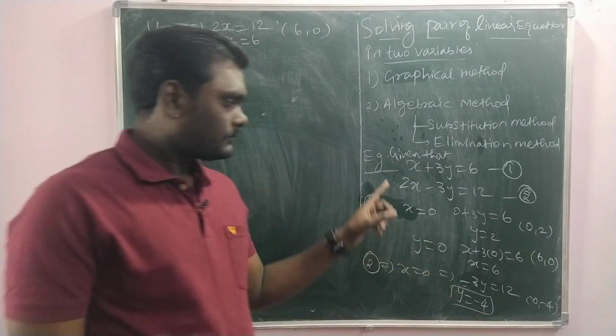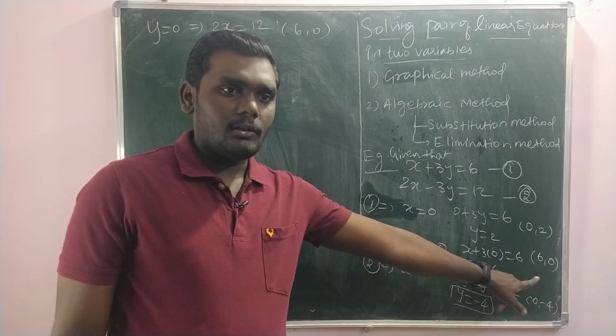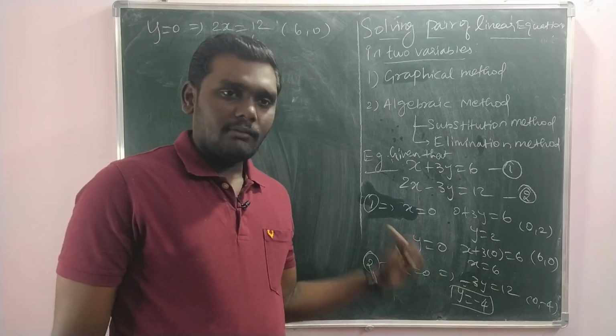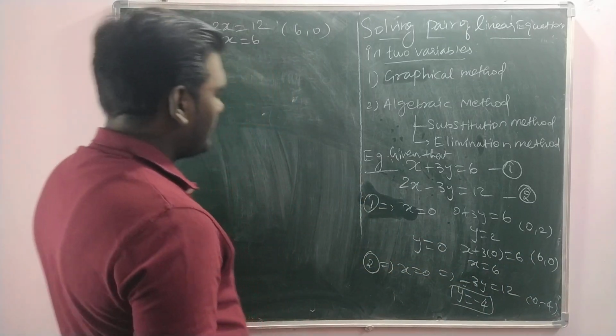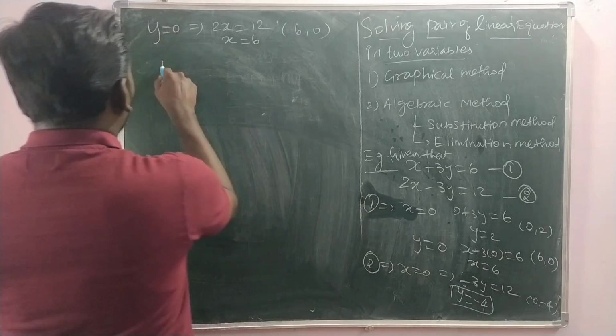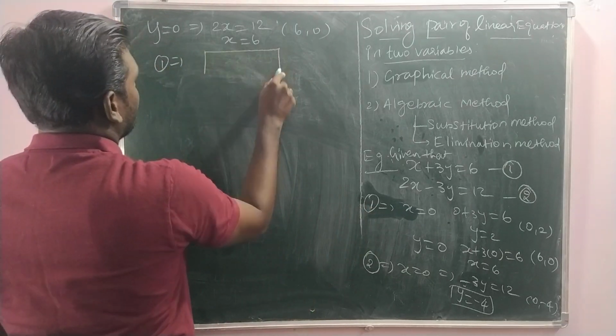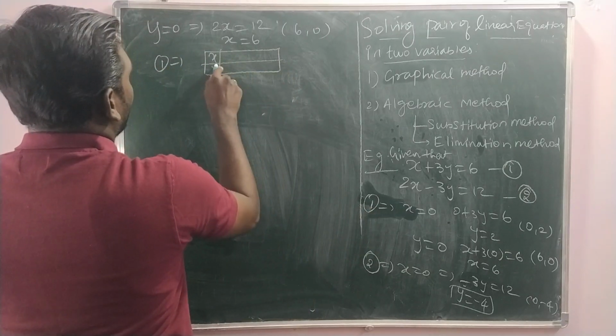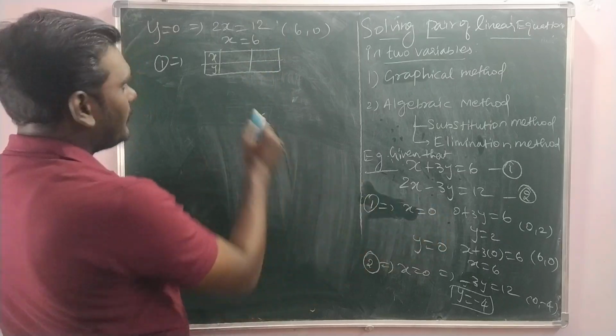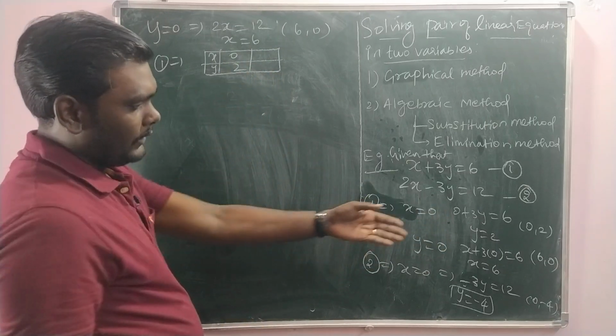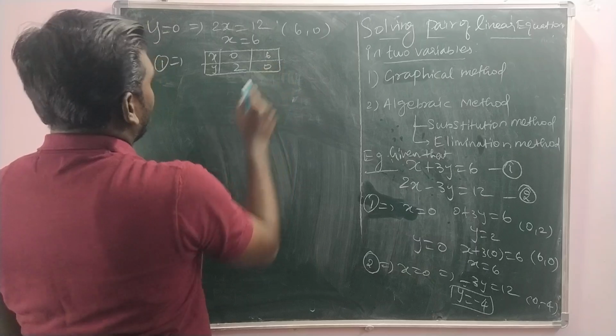Now we'll finish this. From the first equation I got 2 points, and from the second equation I got 2 points. We'll represent them as, from the first equation, x and y: when x equals 0, y equals 2, and when y equals 0, x equals 6.